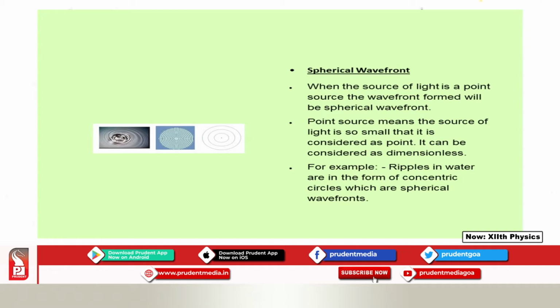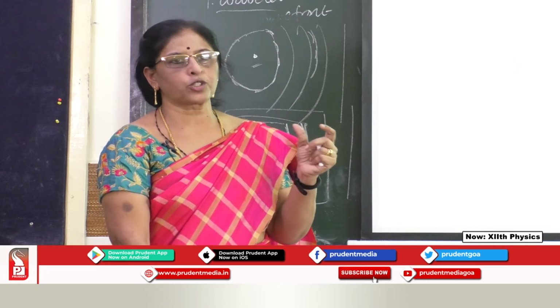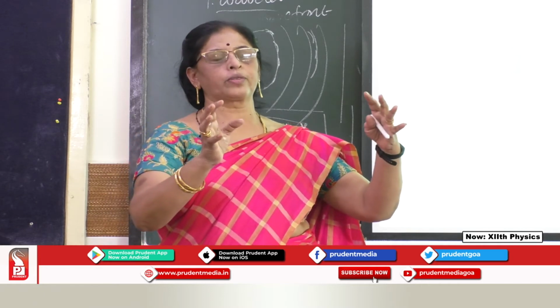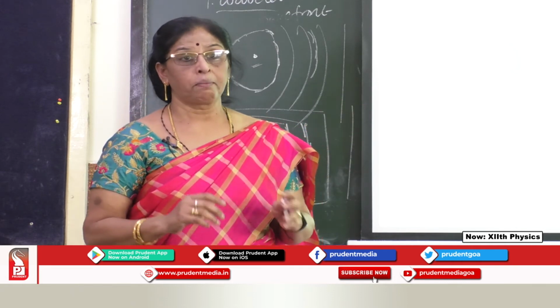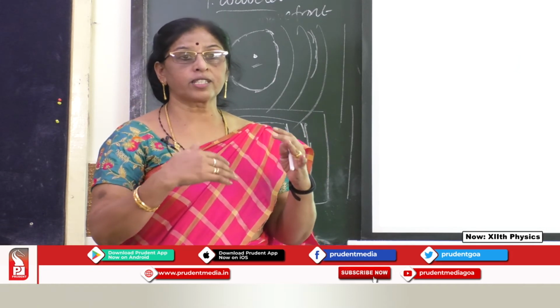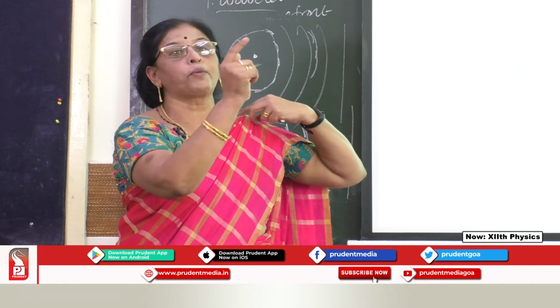So, spherical wavefront: when the source of light is a point source, the wavefront will be a spherical one. Point source means the source of light is very small. That is why we consider it as a point object. Last year you must have studied about point objects. Whenever I say point object, I tell the students an example. Suppose you consider an aeroplane in the airport: you can see its dimensions, what the length and breadth can be. But when it is flying high above, you are not able to find out the dimensions, because the distance of observation is greater than the dimension of the object. Then we say it's a point object.